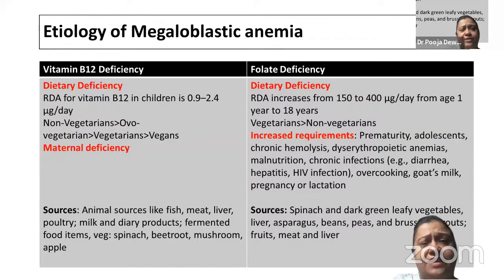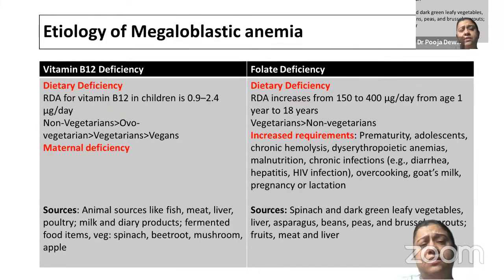Now coming to the etiology, as I told you, dietary deficiency is the most common cause. So we know that the recommended daily allowance for vitamin B12 is around 1 to 2 micrograms per day, and the deficiency is more prominent in children who are having a vegetarian diet compared to those who are non-vegetarian. So the deficiency is more common in vegetarians. And this actually means the level of B12, not the deficiency. So deficiency is more common in patients who are vegetarians and vegans rather than those who are non-vegetarians or ovo-vegetarians.